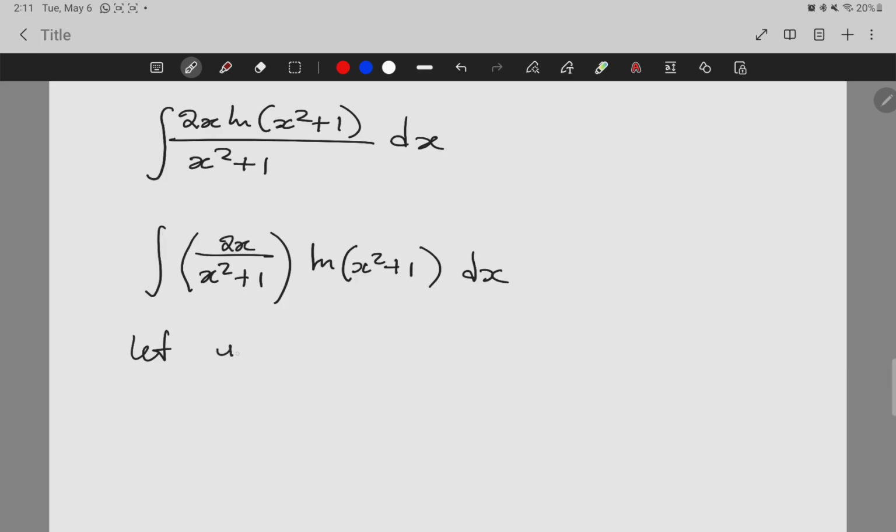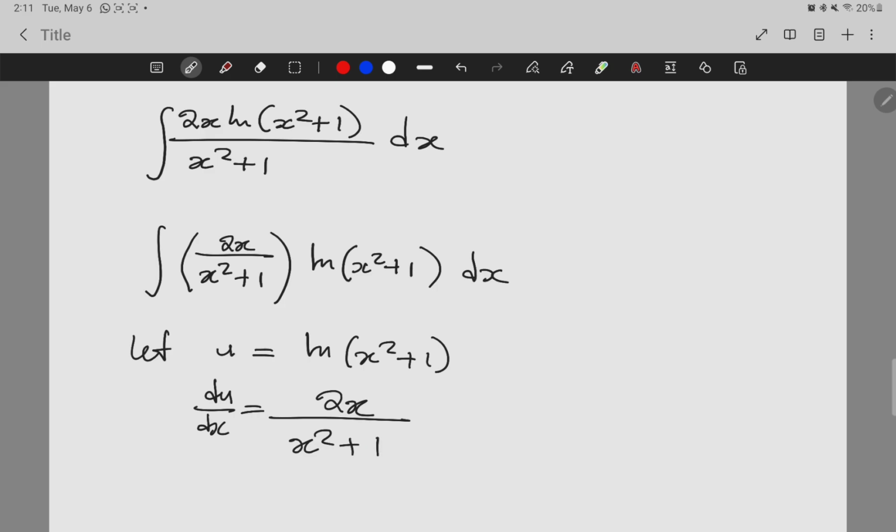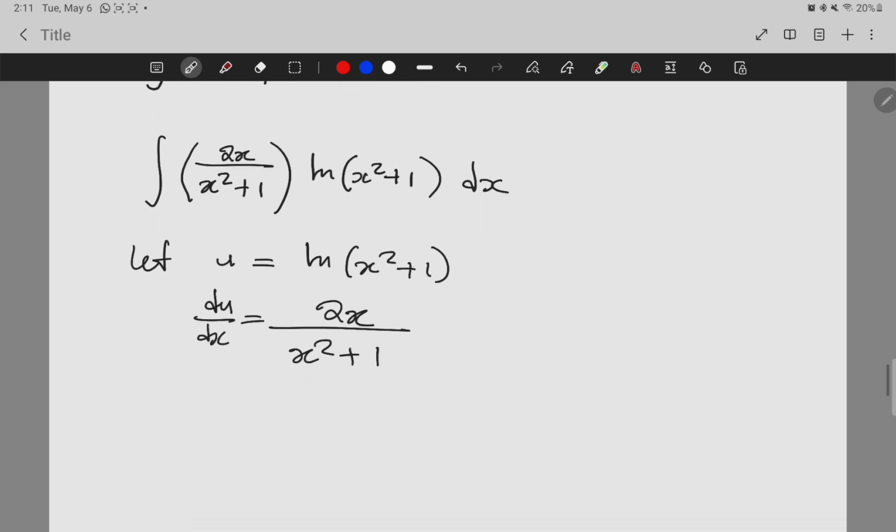So here, of course, you will let u be the ln itself, ln(x squared plus 1). When you differentiate ln, like I mentioned, you differentiate the argument, you get 2x divided by the argument itself, which is x squared plus 1. Make dx the subject of the formula. Here you end up having x squared plus 1 over 2x multiplying du.